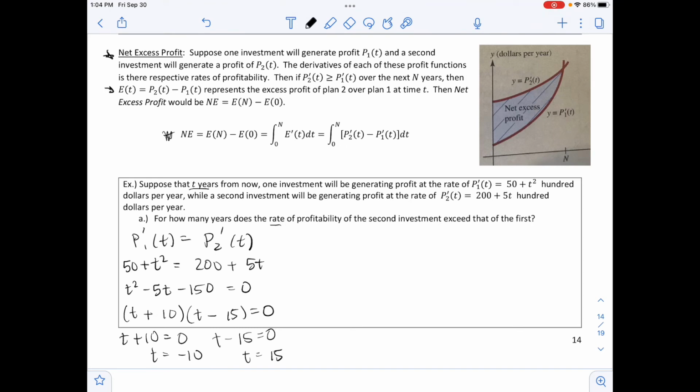So t is in years, and so we know that time is not allowed to be negative. And so we know that they will be equal in 15 years. So for how many years does the rate of profitability of the second investment exceed that of the first? So we'll say for 15 years.